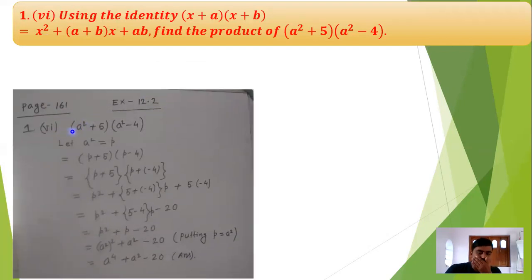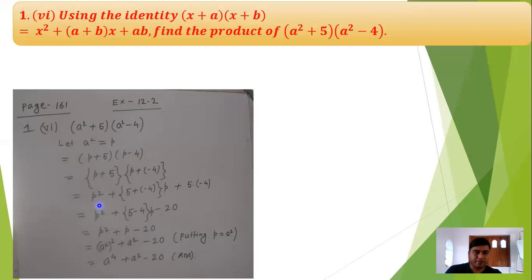Now, a square plus 5 into a square minus 4. Let a square equal p. So this is p plus 5, putting the value of a square as p, p plus 5 into p minus 4. Now using the identity x plus a into x plus b, which is x square plus the sum of these two terms into x plus the product of the two terms.